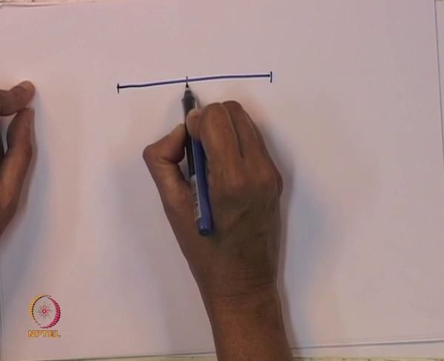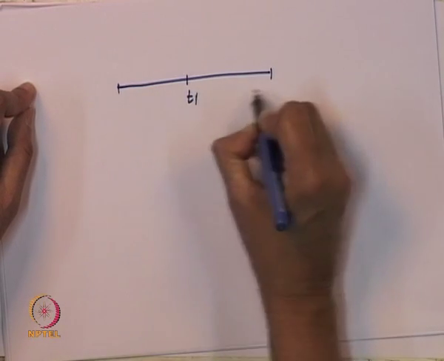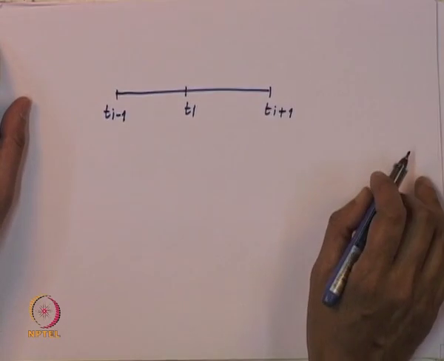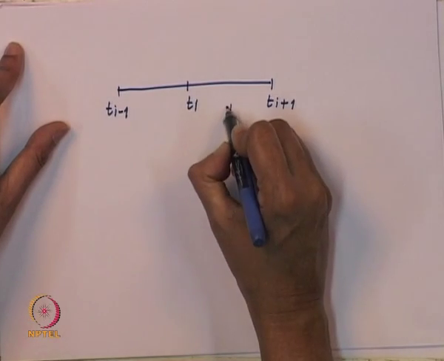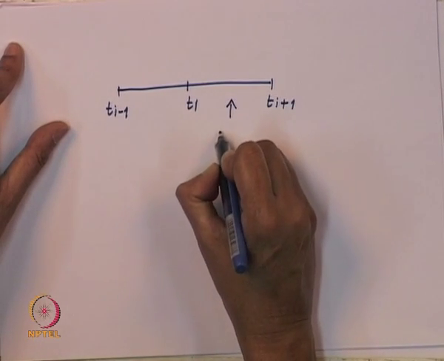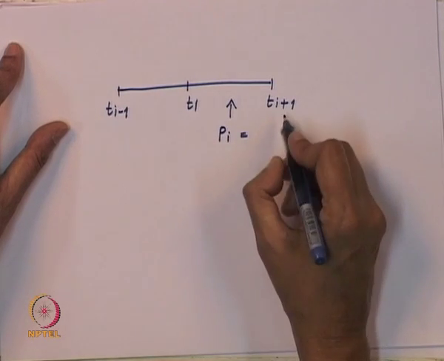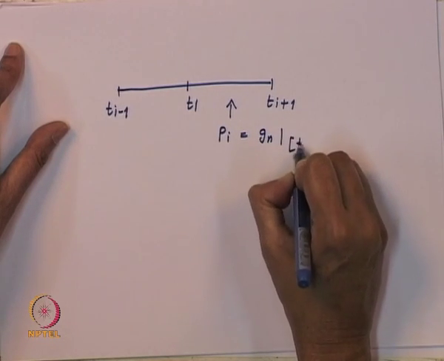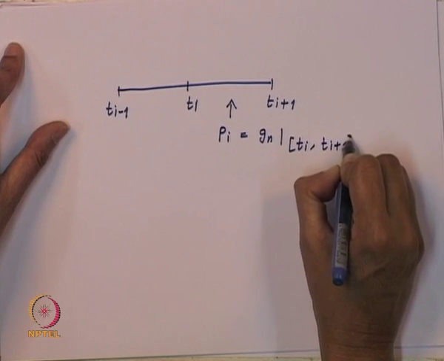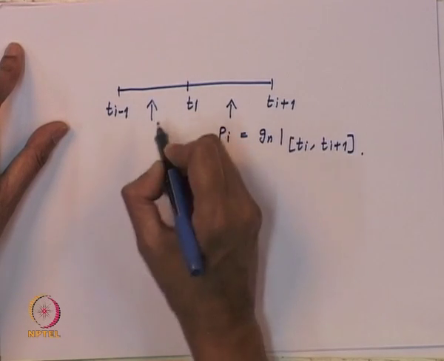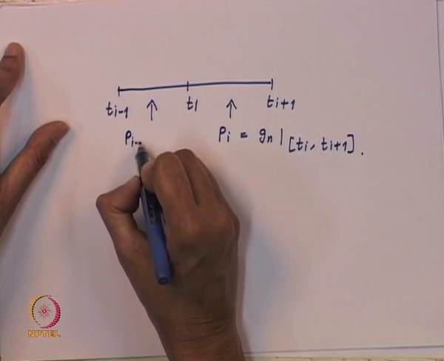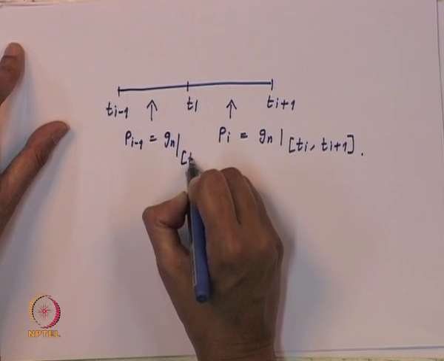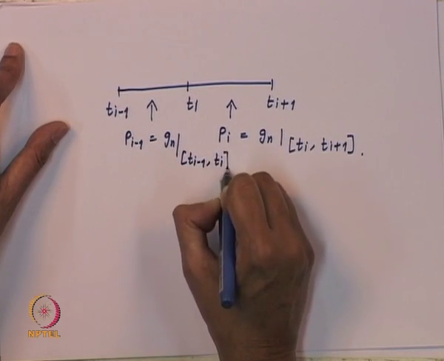So, let us look at 2 intervals. This is our interval t_i to t_{i+1}, and this is the interval t_{i-1} to t_i. Here, let me denote the polynomial by p_i. So, that is g_n restricted to t_i to t_{i+1}. The polynomial here we denote by p_{i-1}. So, it is going to be g_n restricted to t_{i-1} to t_i.